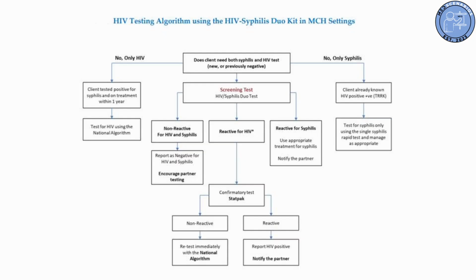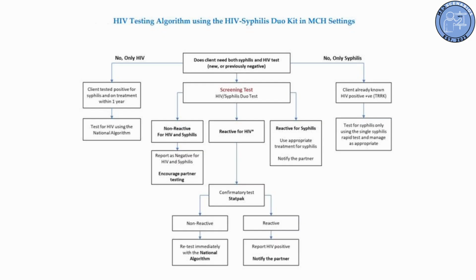For the case where your patient does not know their status for HIV and they don't know their status for syphilis as well, you as the healthcare worker are faced with a need to use the HIV and syphilis duo test kit. This is a screening test for both HIV and syphilis, and it runs simultaneously.